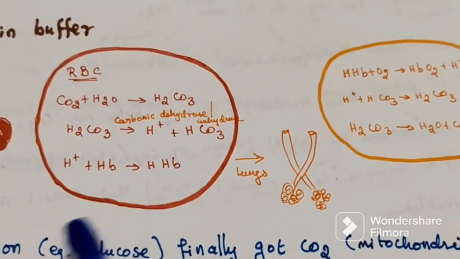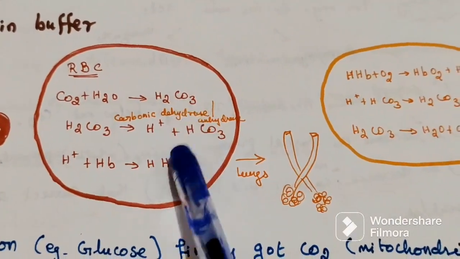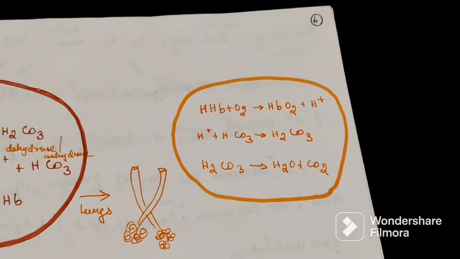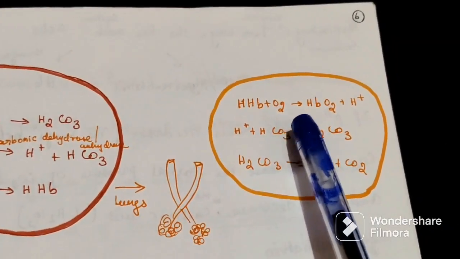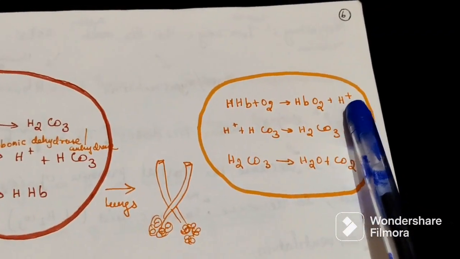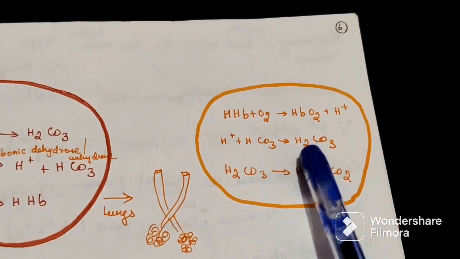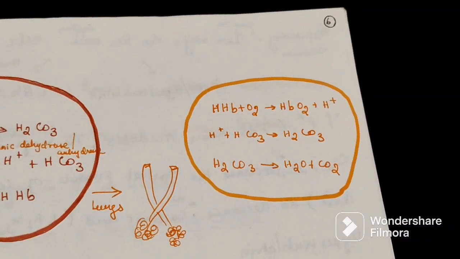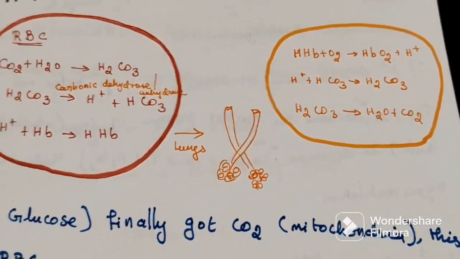Now this RBC, having H2CO3 and HHb, enters the lungs. The lungs are rich in oxygen. So HHb plus O2 forms HbO2 plus hydrogen. This hydrogen ion is now available and binds with bicarbonate HCO3 to form carbonic acid. This carbonic acid releases water, and carbon dioxide gets evaporated through respiration. By this manner Hb acts as a buffering molecule.